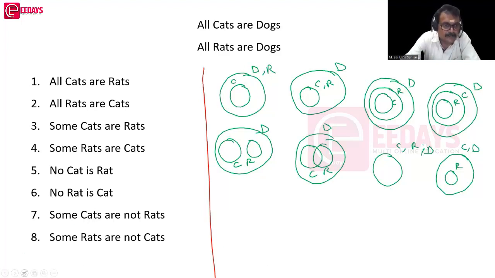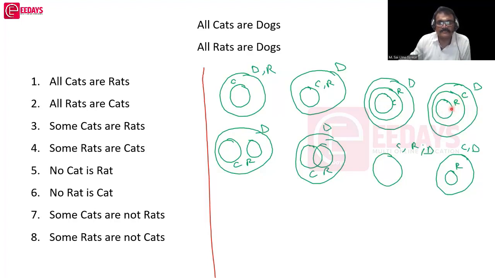Now we will check which of these 8 conclusions are valid. First one is all cats are rats. In this case, valid. In this case, valid. This case, valid. But in this case, all cats are rats. Here, valid. But what about this case?